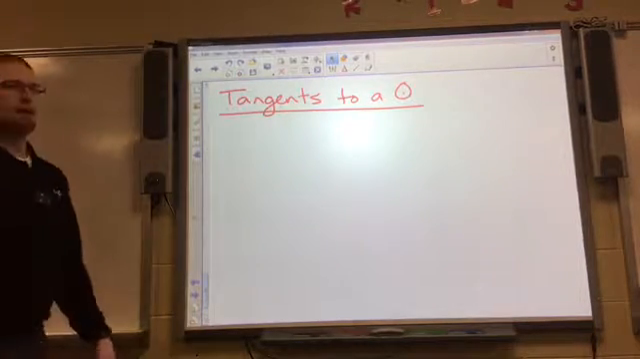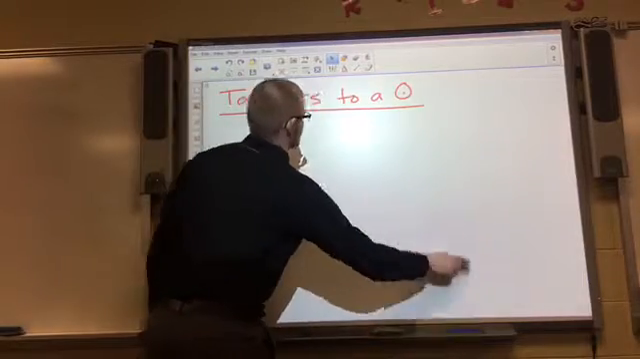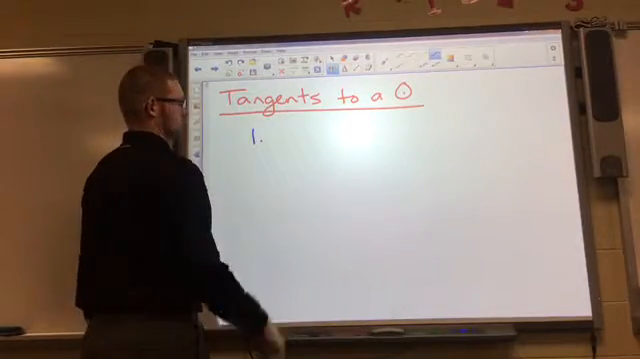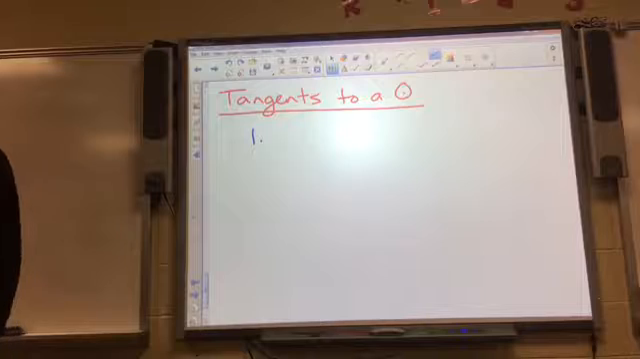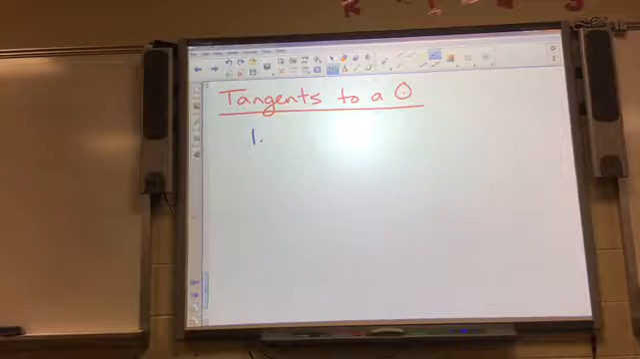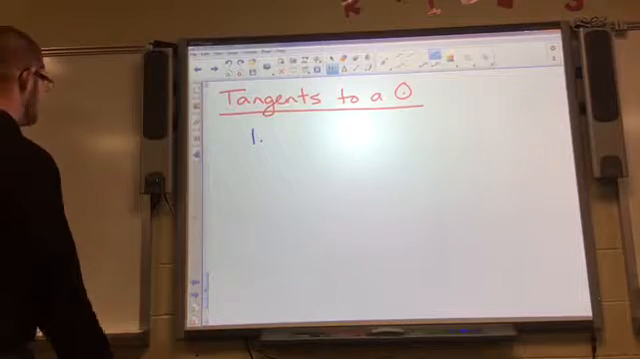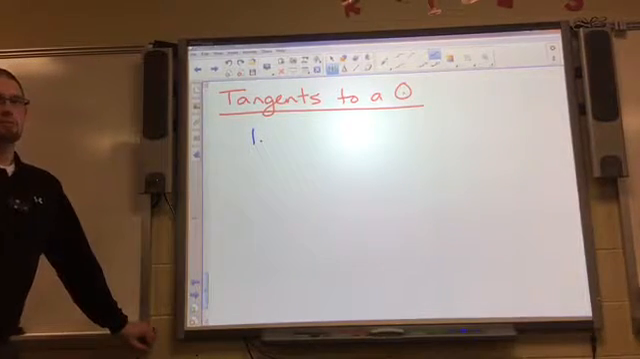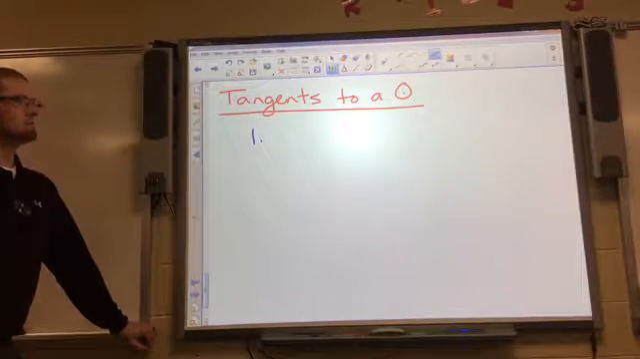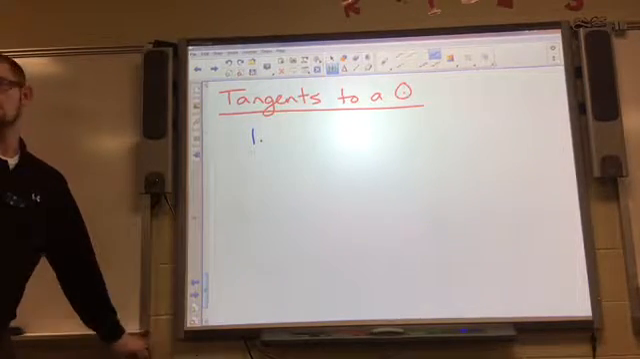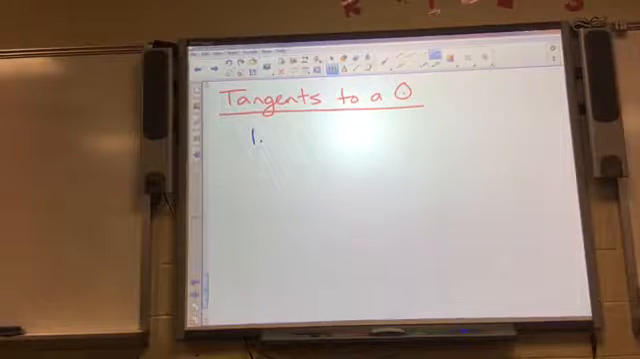Okay. We're going to name them, they don't have names, we're going to name them both tangents to a circle, and then we're just going to number them theorems 1 and 2. Because you're not going to do these in proofs, we're just using them to solve. Okay. Everybody ready? All right.